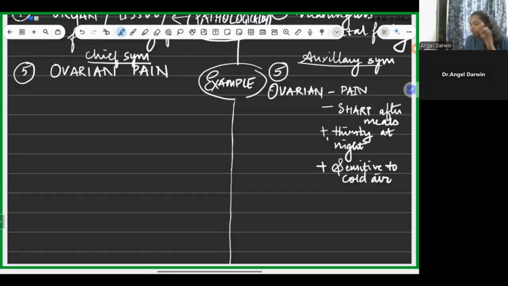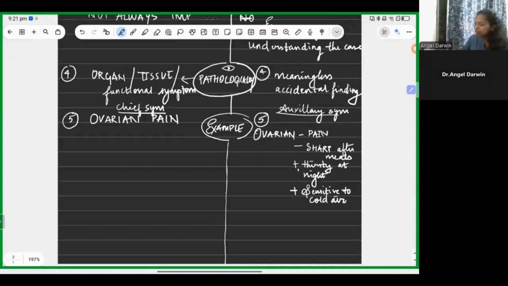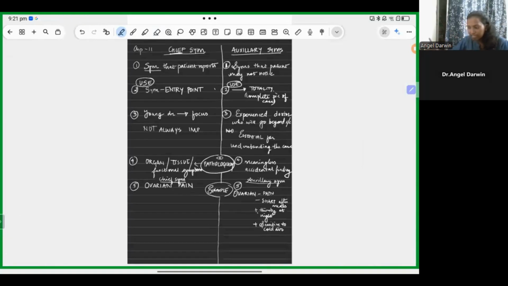So from the beginning, we are going to apply this to all the points we have covered. Okay. So what about ovarian pain? Yes, the symptom that a patient reports is an ovarian pain. It's the entry point. Doctor, I have a pain over here. It's the entry point. Young doctors mostly focus on this. They don't ask further.